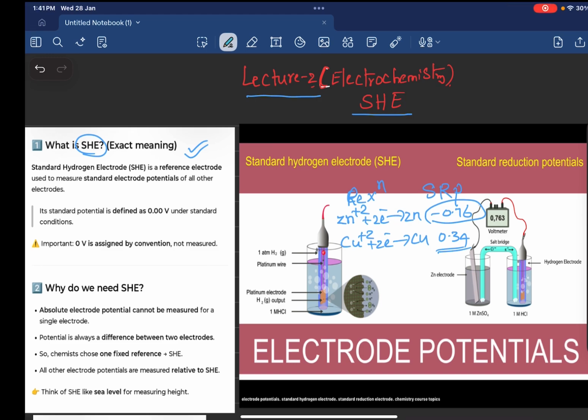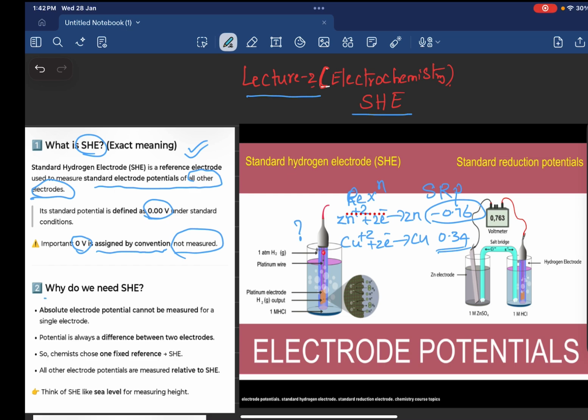Standard hydrogen electrode is a reference electrode used in measuring the standard electrode potential of other electrodes. So we assign the SHE value, that is the hydrogen electrode potential value, as 0. That is how we can determine other electrode potential values. How it is possible, we can discuss with examples. Here 0 volt is assigned by convention, not by measurement.